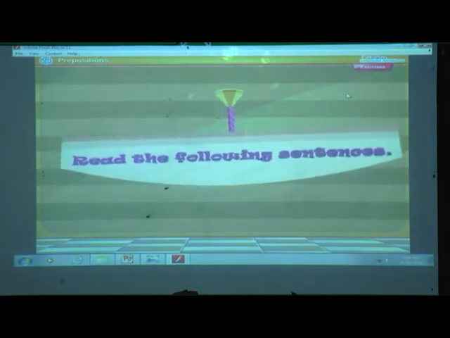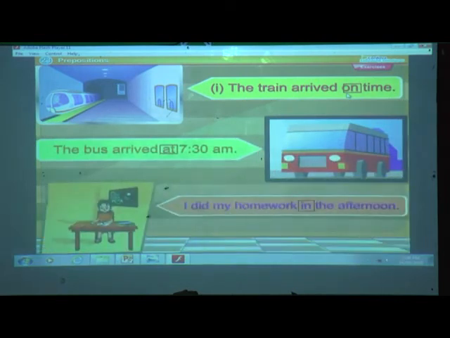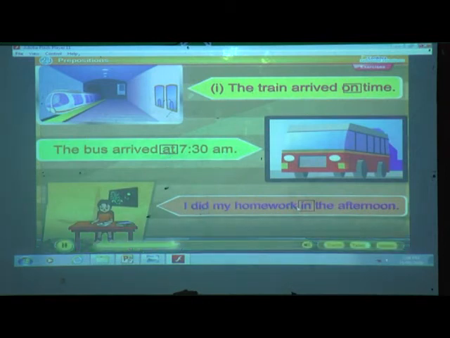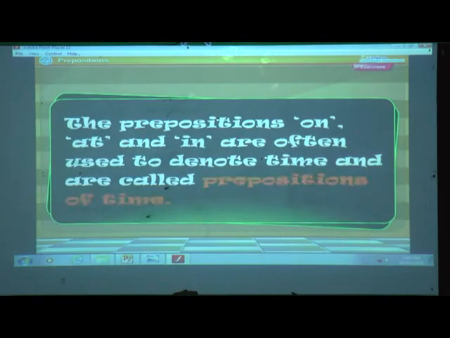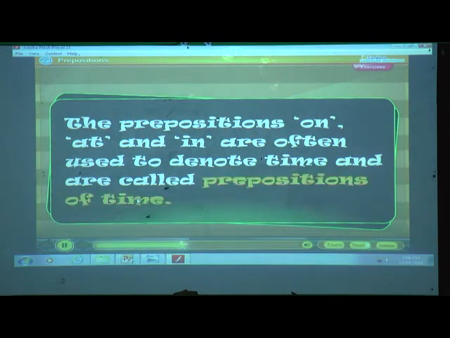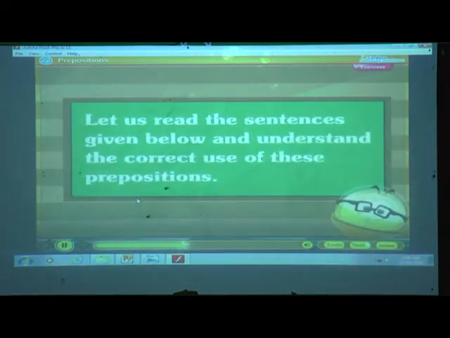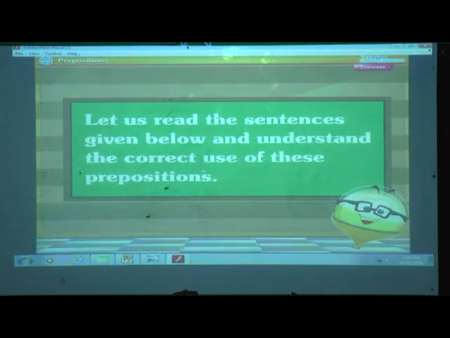On, at, in. Read the following sentences. The train arrived on time. The bus arrived at 7:30 a.m. I did my homework in the afternoon. The prepositions on, at, and in are often used to denote time and are called prepositions of time. Let us read the sentences given below and understand the correct use of these prepositions.